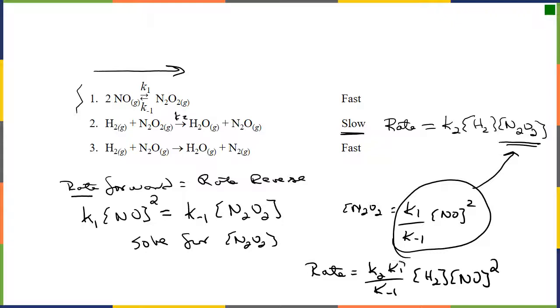At the end, we realize that all of our ks are just a number, and we stop separating them, and we're just going to call it k. So our final rate law is rate is equal to k times hydrogen times NO, the quantity, squared, from our given mechanism.